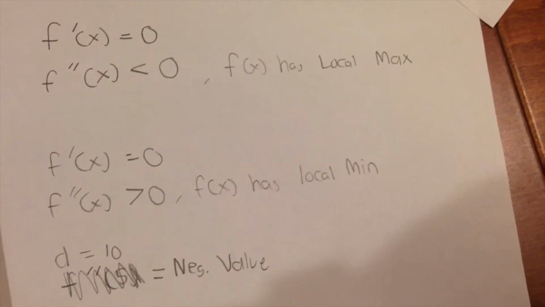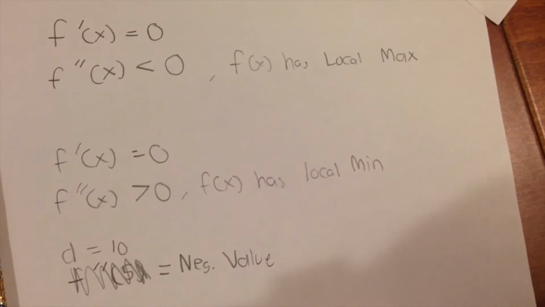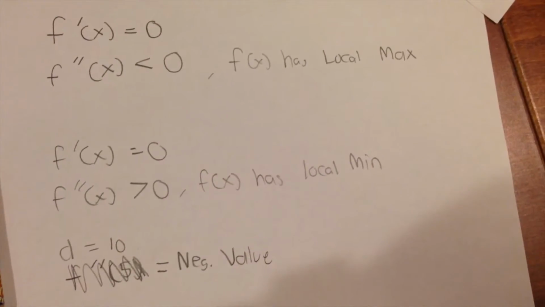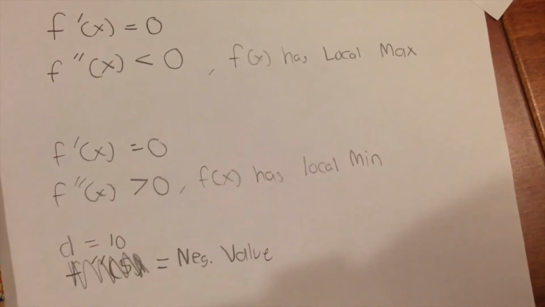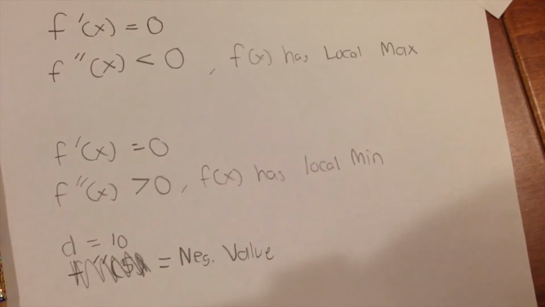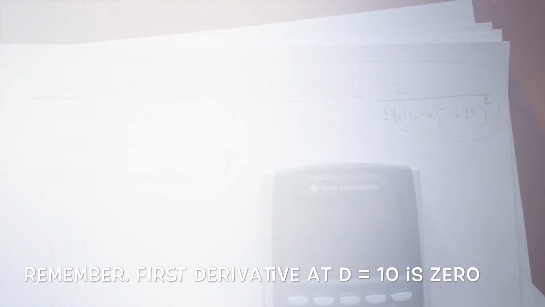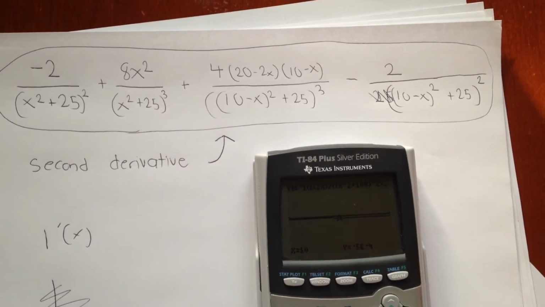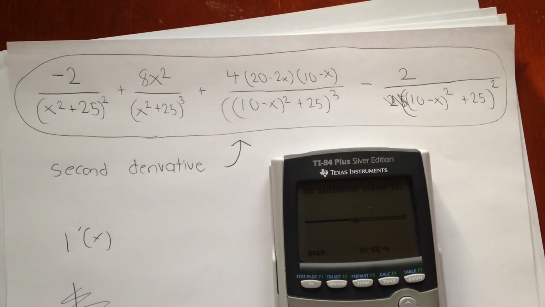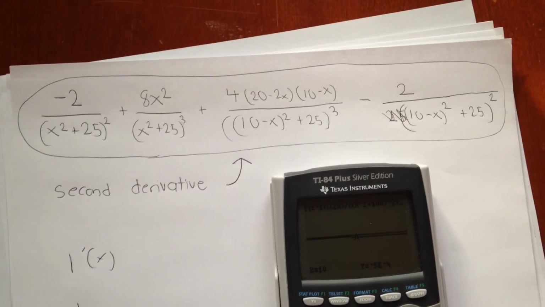When f prime of x equals 0 and f double prime of x is less than 0, at that point, that means f of x has a local maximum. And when f prime of x equals 0 and f double prime of x is greater than 0, that means f of x has a local minimum at that point. In this case, when you calculate the second derivative and plug it into your calculator, you find that at D equals 10 there's a negative value. Thus, the original graph is concave down, and at D equals 10 meters there's a local maximum. So we know that at D equals 10 meters the intensity is not minimized.